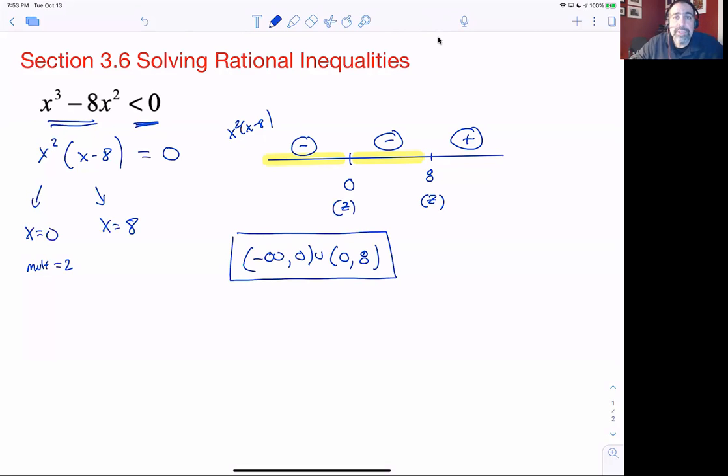So there's our first example, kind of a warm up. But to recap, make the expression less than or equal to 0. Always get a 0 on one side. Factor that result, then make a number line and go from there.